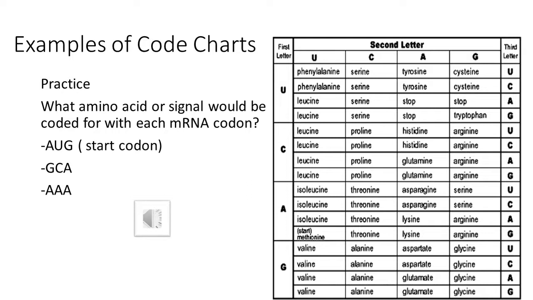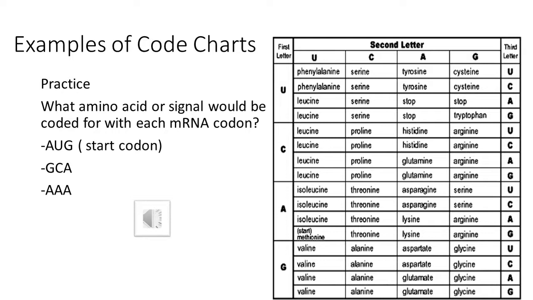Let's make another codon. GCA. Put your finger on the G on the left side and move your finger towards the C column and leave your finger here. Just move your eyes toward the third letter, A. GCA is alanine. Alanine is an amino acid.